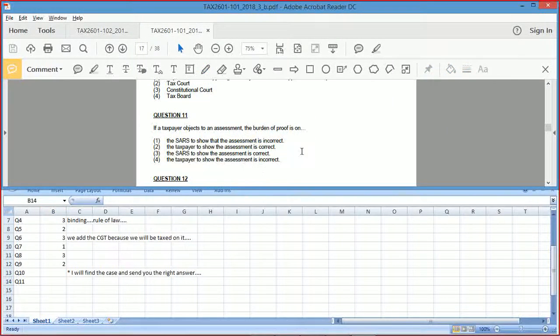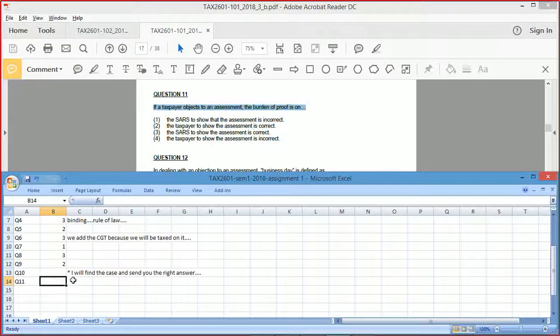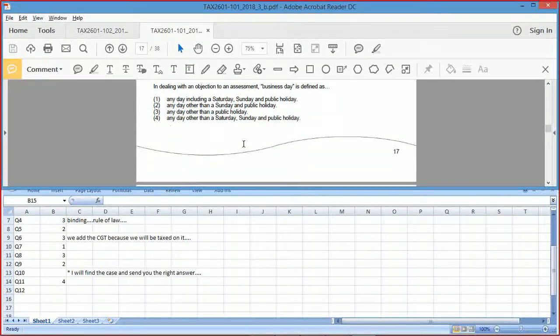Okay, so next one. Taxpayer objects to an assessment, the burden of proof. We just discussed this not so long ago. Burden of proof is upon who if the taxpayer objects? The taxpayer. Yes, definitely. Taxpayer objects, taxpayer must prove it. Yes, sir. Okay, question 12.